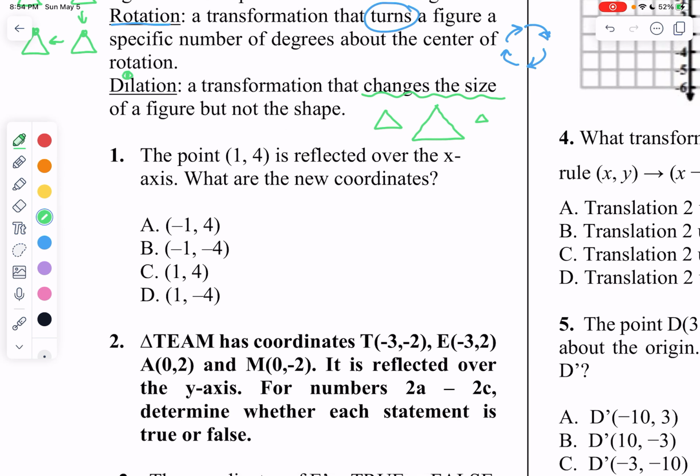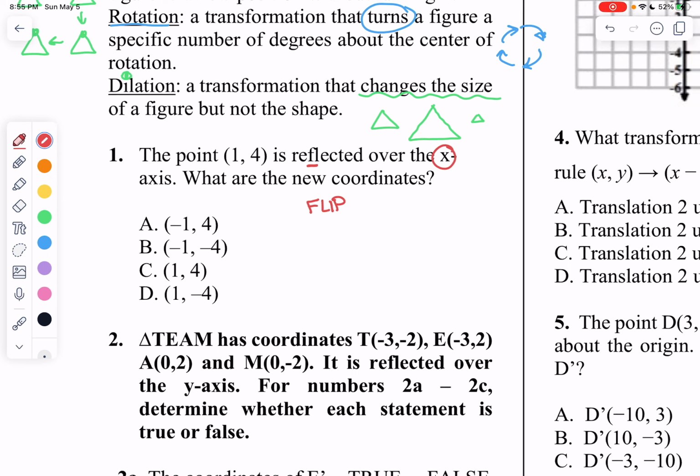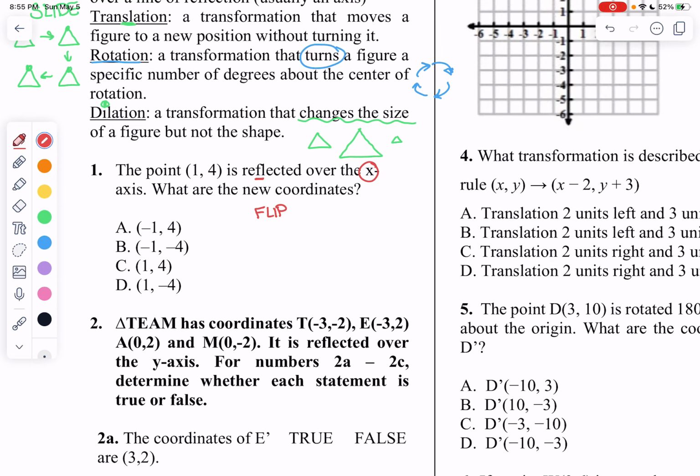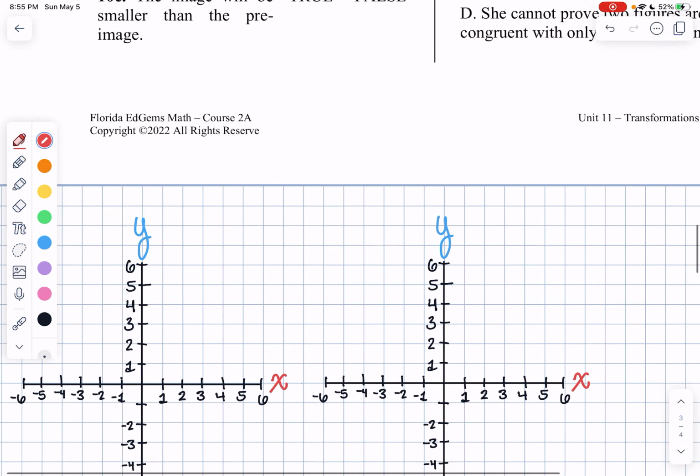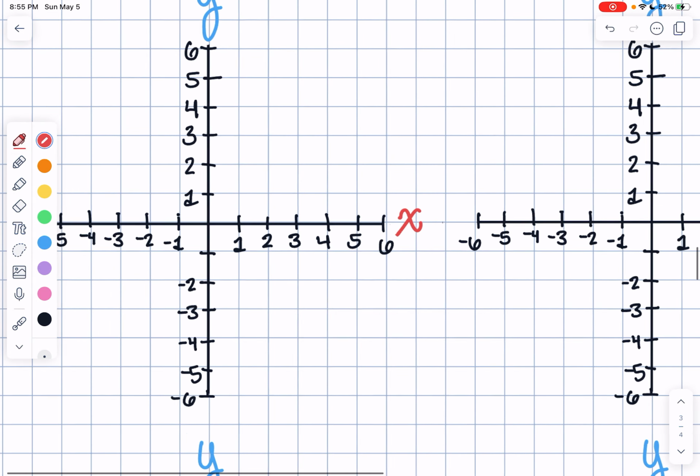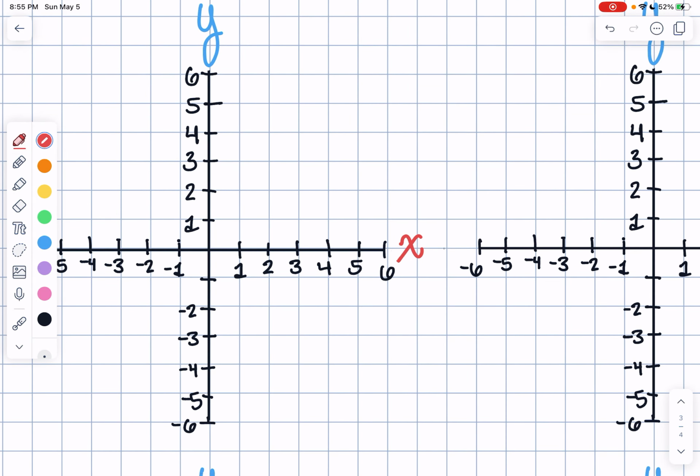Number 1 says the point 1,4 is reflected over the x-axis. What are the new coordinates? So off the bat, I see the word reflected. I know that this point is going to flip over the x-axis. Okay, I'm going to show these problems on a graph. When I scroll down to these graphs, you do not have to copy after me. This is just so we can look at it visually. So I'm going to graph the point 1,4 right here. This is 1, 4. And our problem told me that I'm flipping this point over the x-axis.